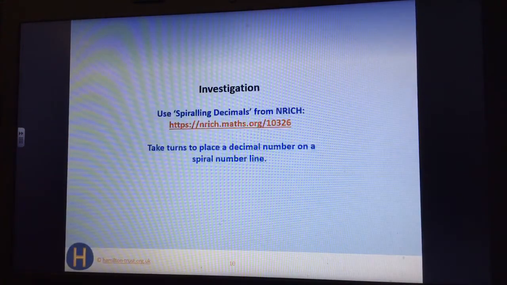All right, so listen, this is what you're going to do. You've got some sheets to do. If you would like to do an investigation in addition or instead of the sheet, this is for the children who feel really confident with this, then you can do this investigation here. It's enrich.maths.org/10326. And it's a game you can play.